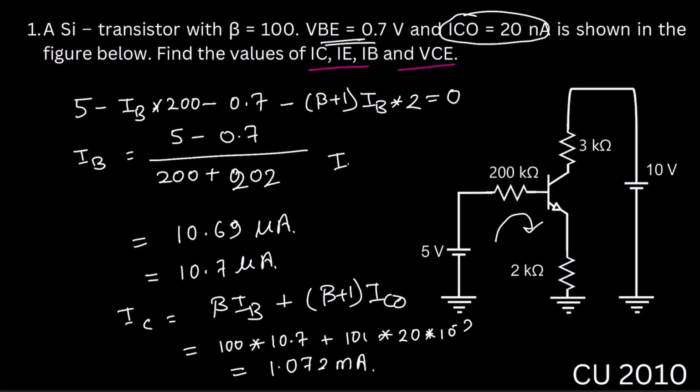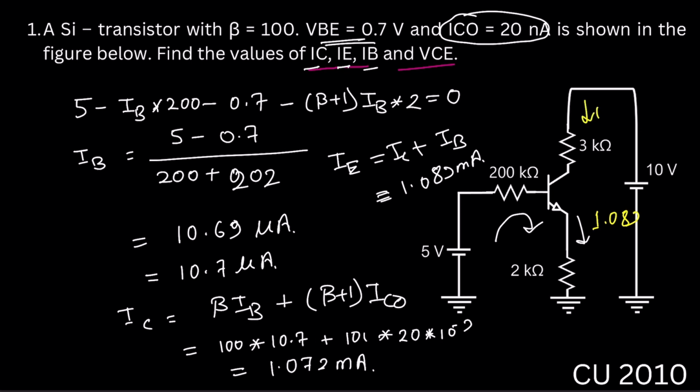The value of IE will be IC plus IB, which is equal to 1.089 milliampere. Now we already have the value of IC, IE, and IB, so I just write that down. IE is 1.089, IC is 1.072, and IB is 10.7 microamps.